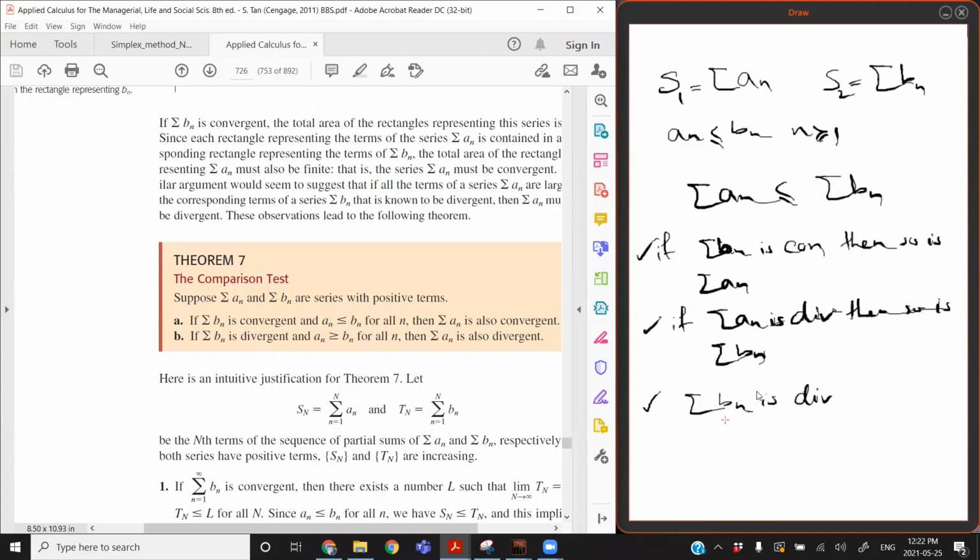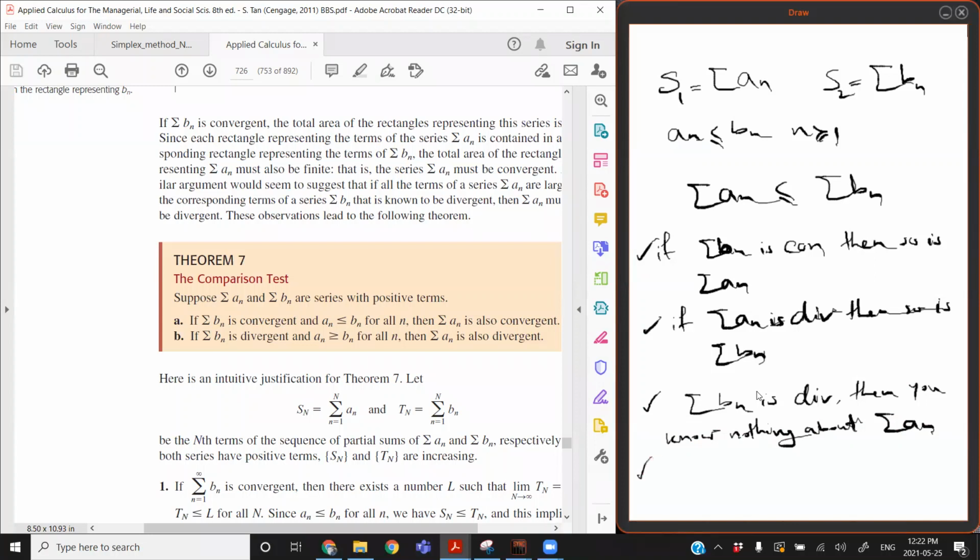So if sigma BN is divergent, then you know nothing about sigma AN. That is, the comparison test will not work in this situation.